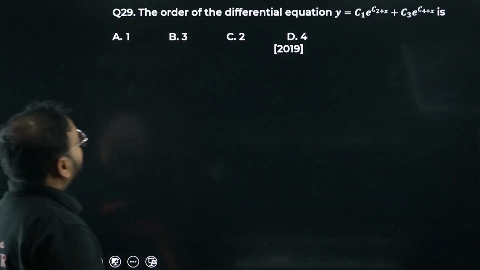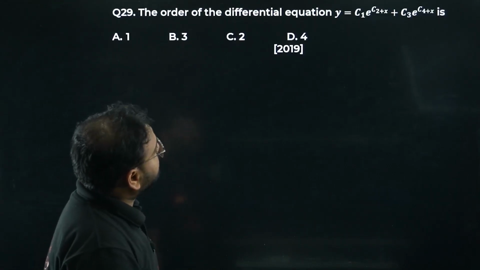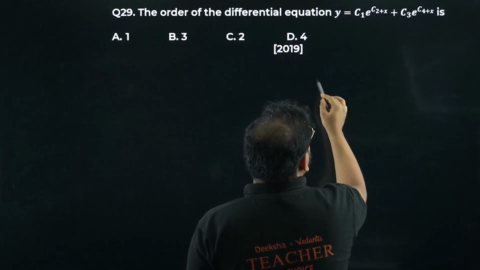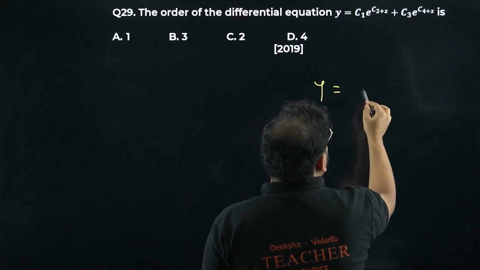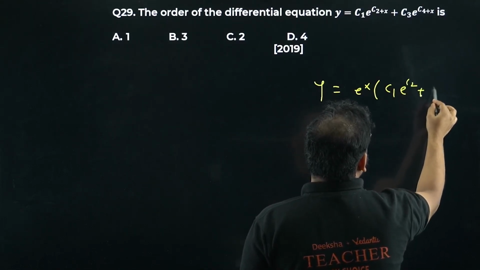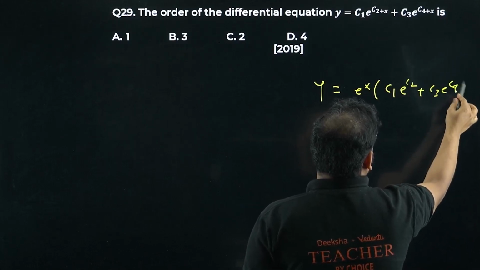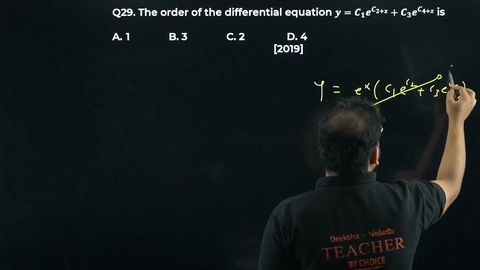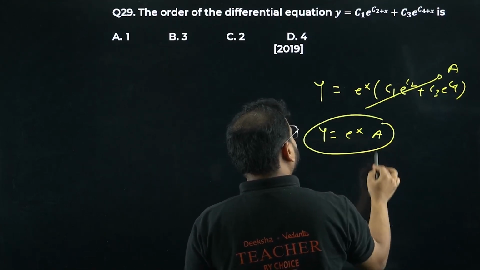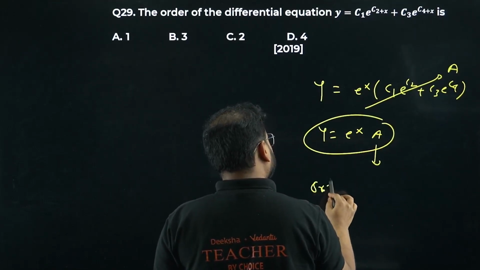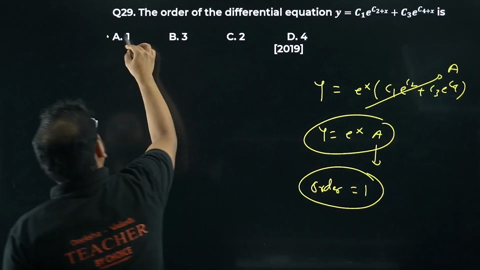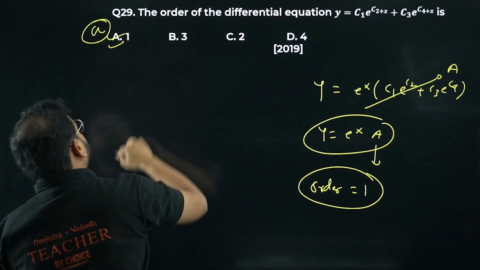The order and degree, order of the differential equation. We have to look for how many derivatives we have to find out. Please check, we have y equals, I can take e power x common over here. I'll have c1 e power c2 plus c3 e power c4. I can write this as one constant a. So I get y equals e power x times a. It means only one constant, so order is 1. Option A is correct.